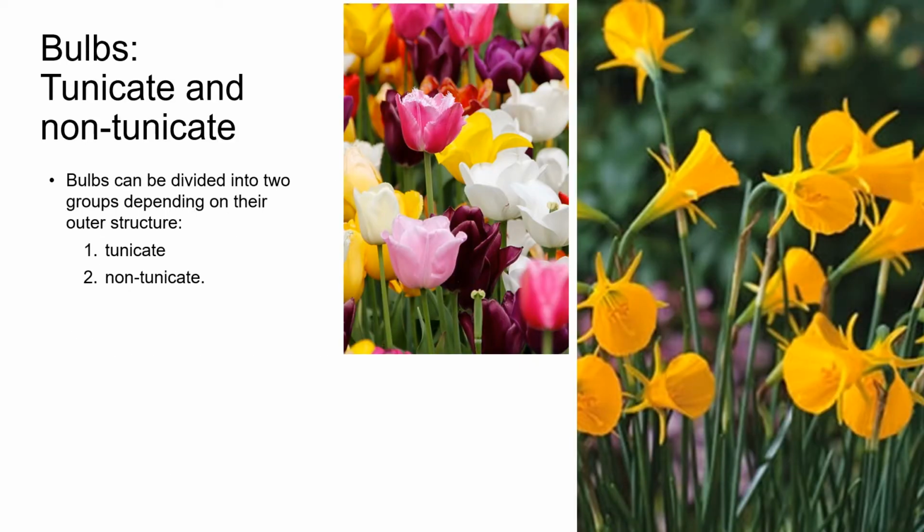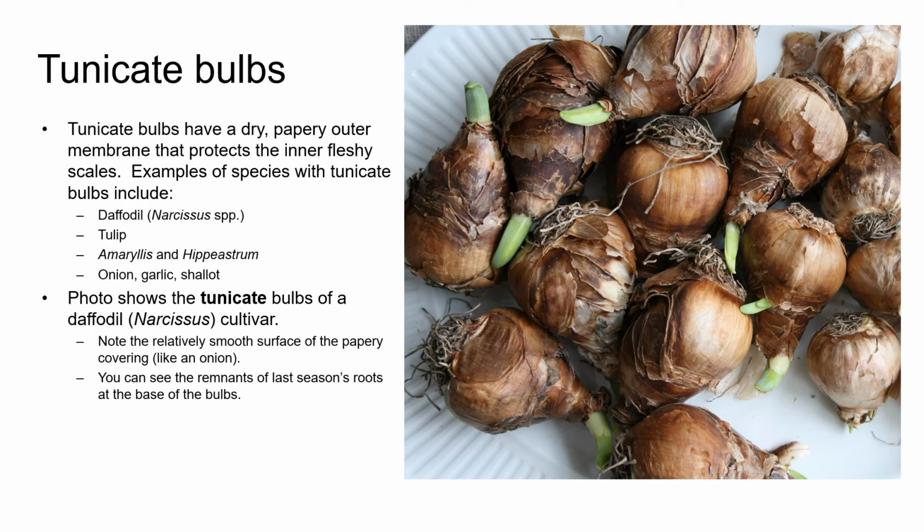Bulbs can be divided into two groups depending on their outer structure. They can be classified as either tunicate or non-tunicate. Tunicate bulbs have a dry, papery outer membrane that protects the inner fleshy scales. Examples of species with tunicate bulbs include daffodil, tulip, amaryllis, onion, garlic, and shallot. In the photo, you can see the tunicate bulbs of a daffodil cultivar.